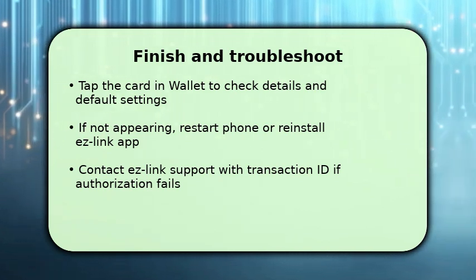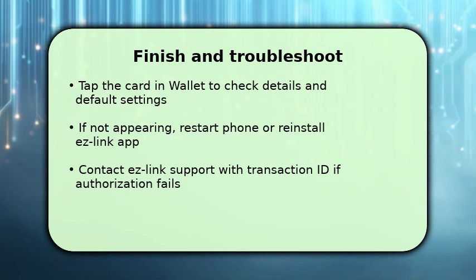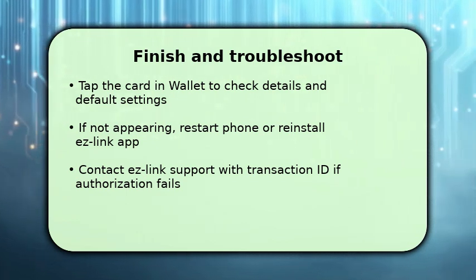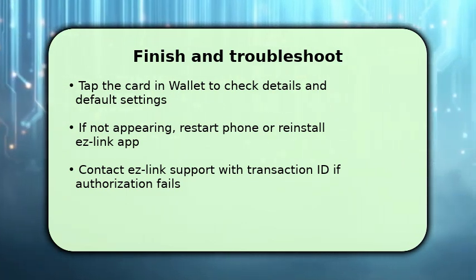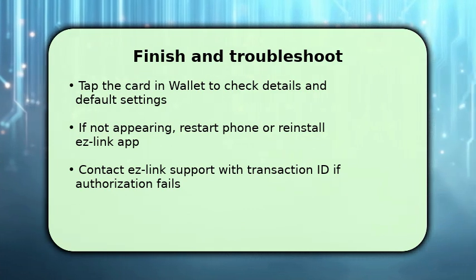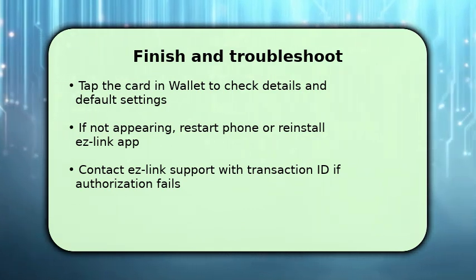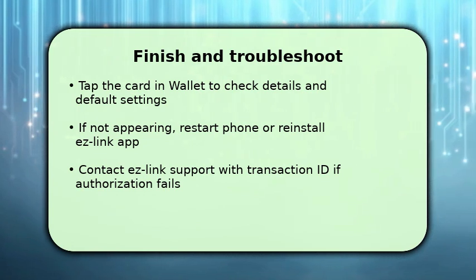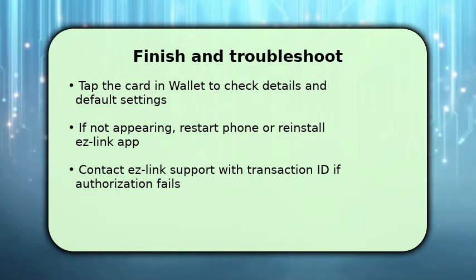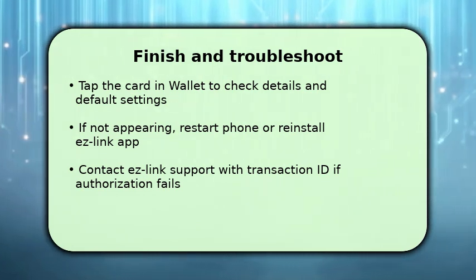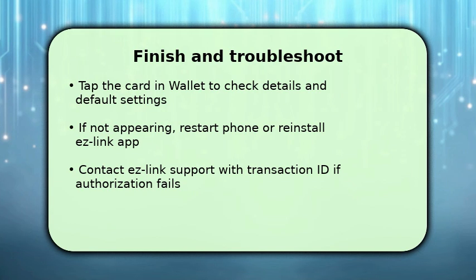If the card does not appear, restart your iPhone, ensure iOS is current, or reinstall S-Link and repeat provisioning. These steps clear temporary errors. If authorization fails during payment, capture the error code or transaction ID and contact S-Link support. This helps them trace the issue and get your card.